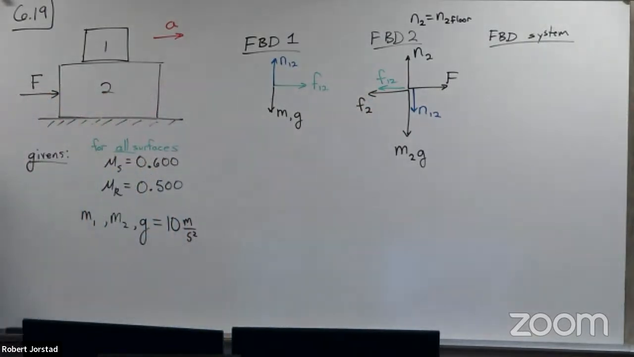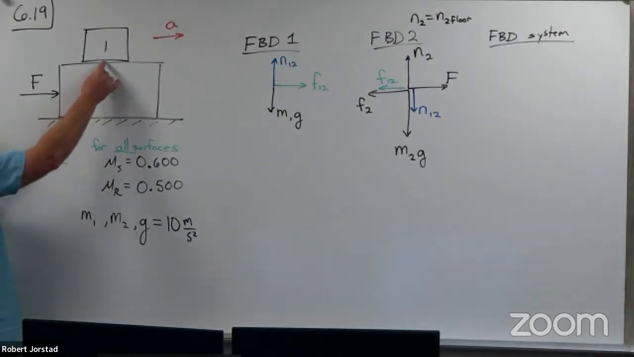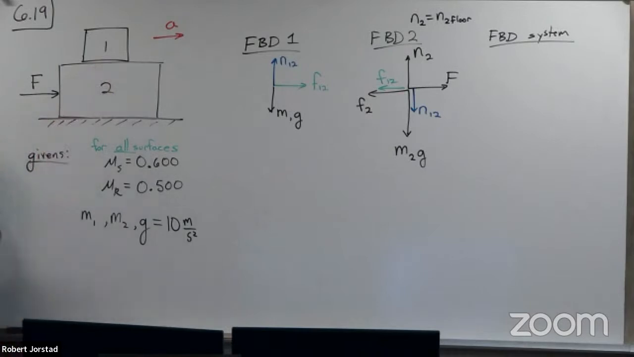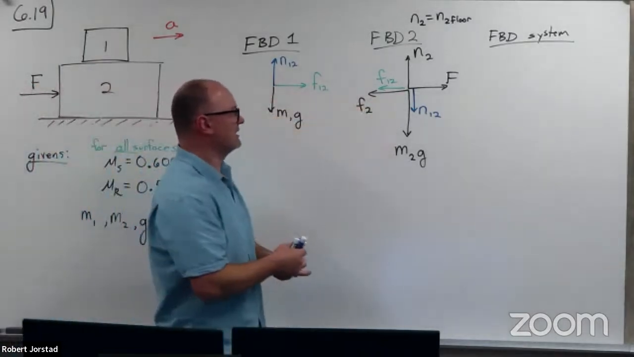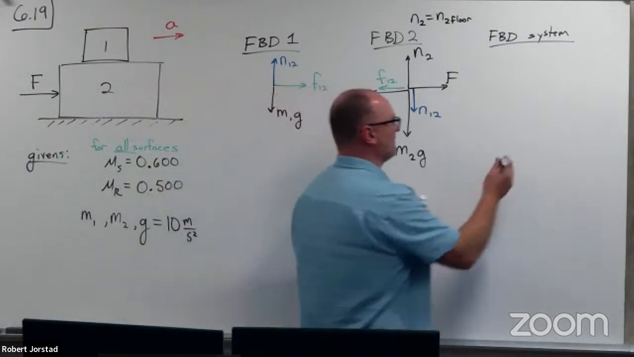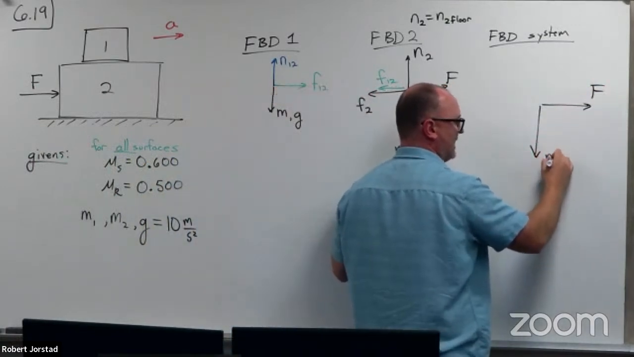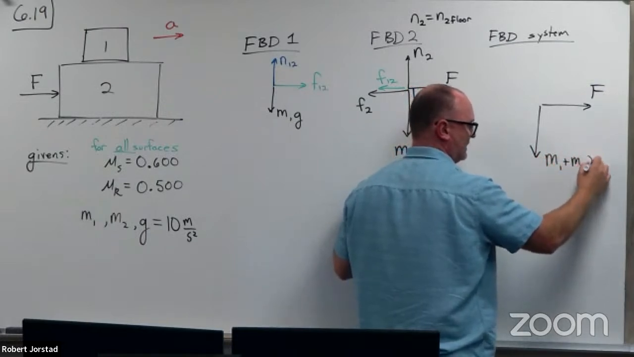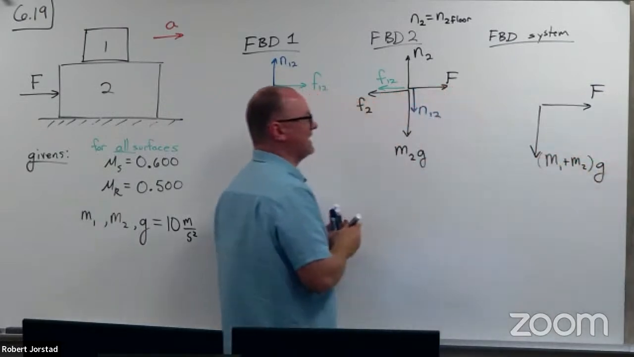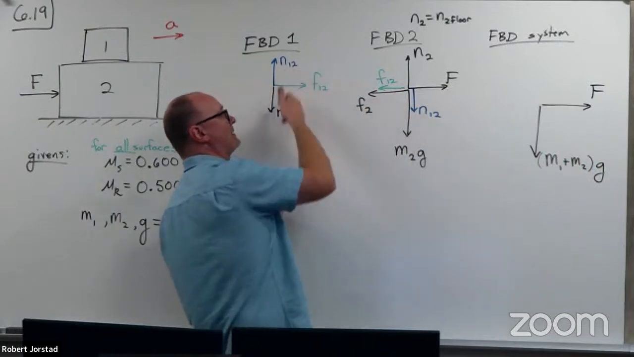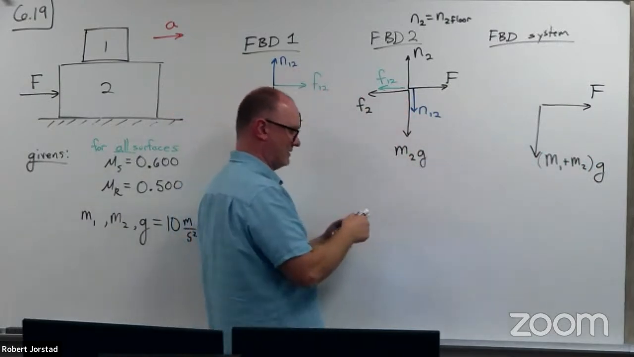Now, the cool part about this is the internal forces drop out. So the forces at the 1-2 interface should drop out on the system FBD. That's these two. So in this case, we could draw a system FBD. And now check this out. It's a little bit weird here. In this case, I get M1 plus M2G. Like I said, in this one case, N12 happens to be M1G. That's why that works out.